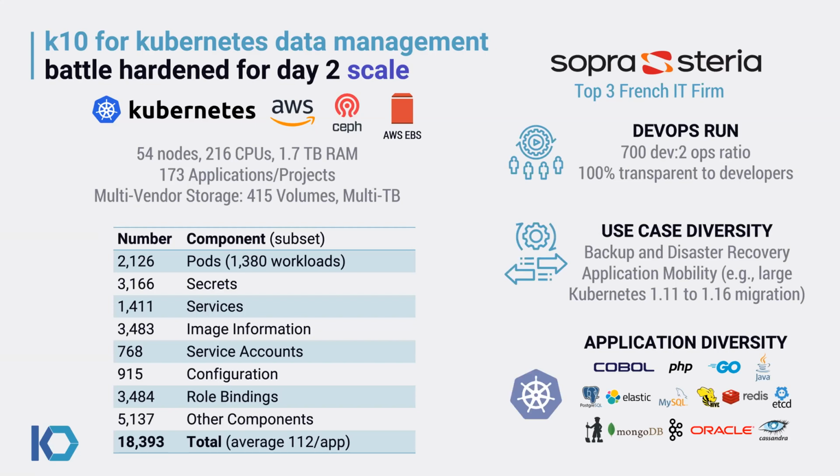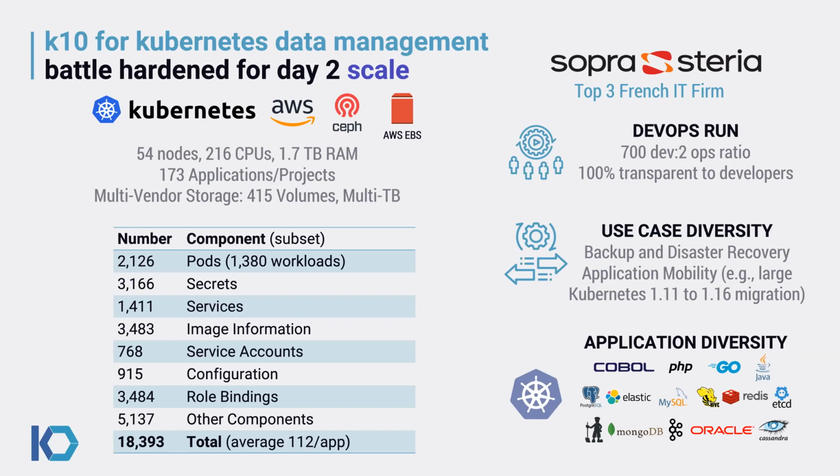So with Soprasteria, the thing that they ended up really loving about the Kasten platform is that we enabled them to go from almost 700 developers to just 2 operations engineers working inside of their different clusters. And the other thing that they really wanted is to be 100% transparent to developers. And so they were able to get a very good ratio around the number of developers that they could support, minimizing the overall management costs of keeping things up and running.